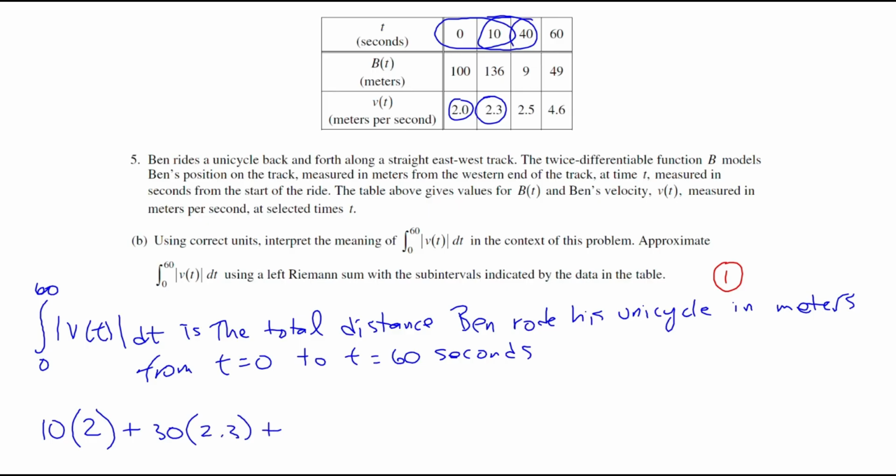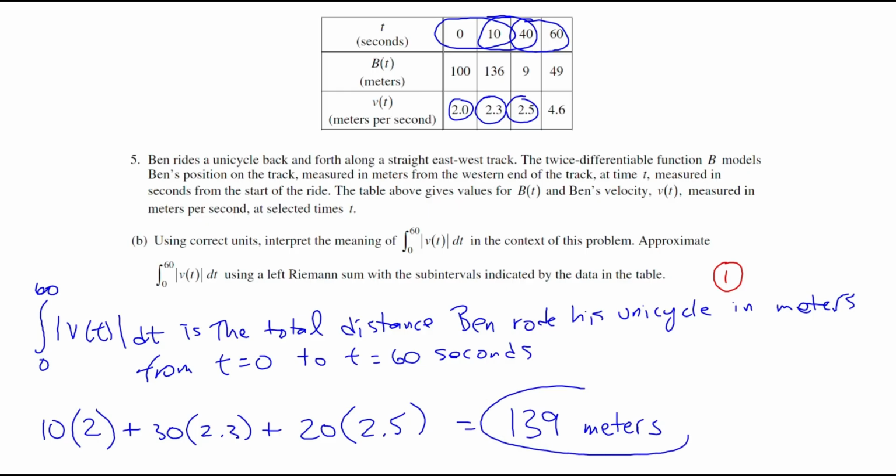And then we'll add to that 60 to 40 is 20. And then, of course, we want the left end of that interval. So we just have 10 times 2 plus 30 times 2.3 plus 20 times 2.5, which comes out to be, let's see here, that's 20 plus 69 plus 50, looks like that's 139 meters. And you got a point there for the approximation as well.